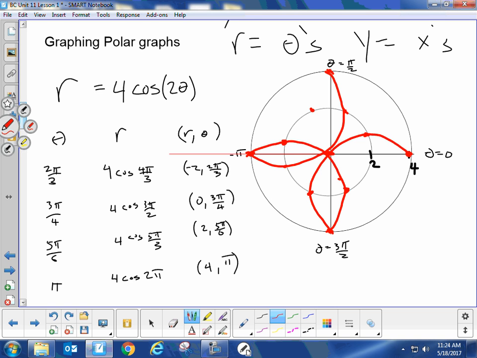Another pi over 4, this is 7 pi over 4. Another pi over 4 is 0. And then we have two more points. We have 11 pi over 6. We get a positive 2. And then we're at 2 pi, and it ended up being the cosine of 4 pi, which is 1 times 4. And we get this graph.